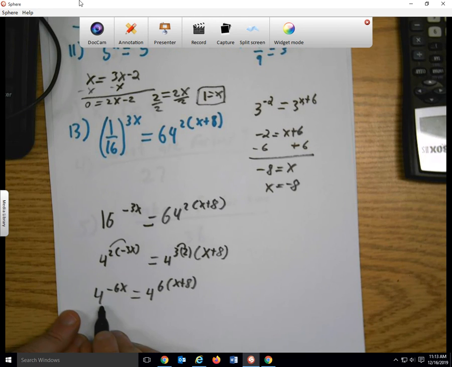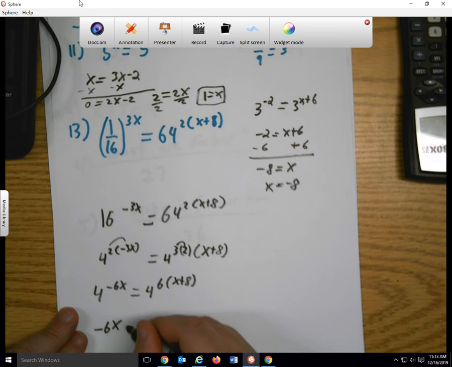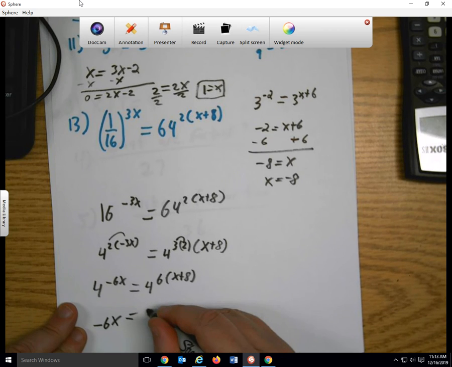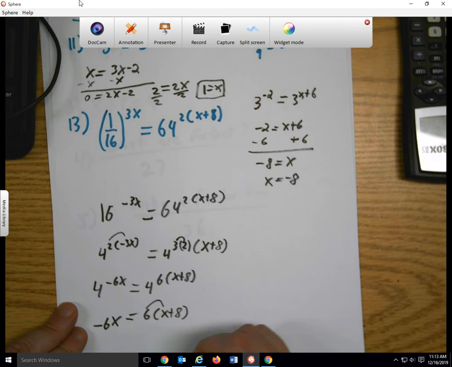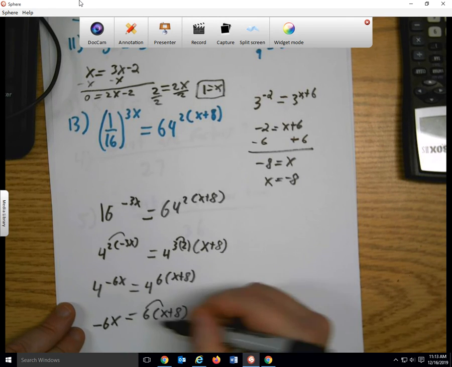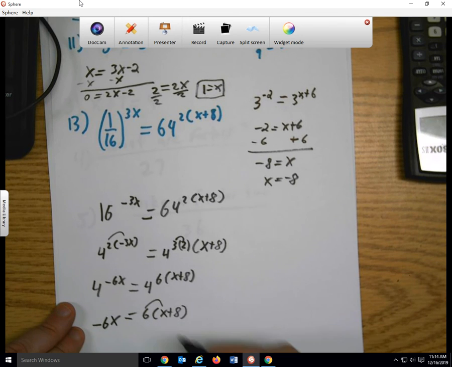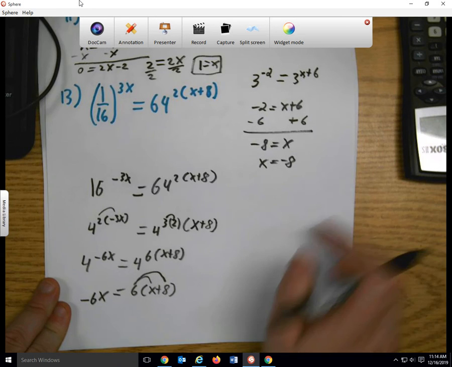And now that we have the same base number, we can proceed. We can say a negative 6x equals 6 times the quantity of x plus 8. There is a quicker way than using the distributive property here. I could just divide both sides by 6 and be done really fast. But I'm going to do it the way most of you would probably work it out.